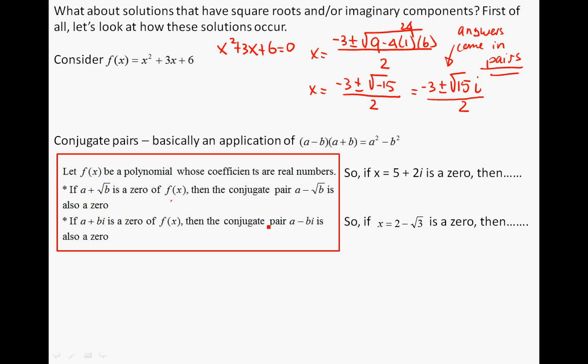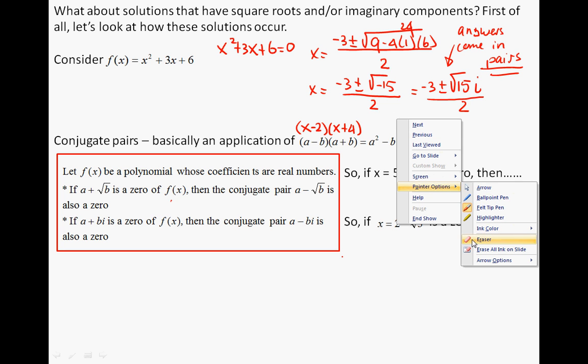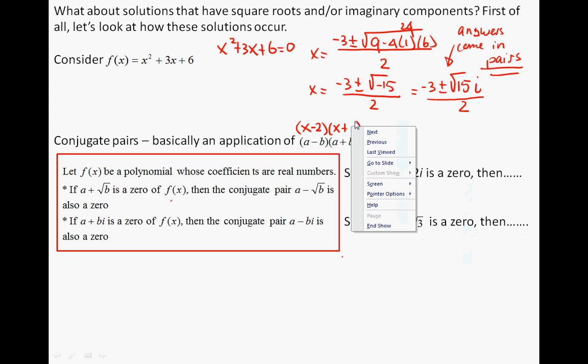A conjugate pair is something we've worked with before. We're more familiar with it as a minus b and a plus b. And a minus b times a plus b is a squared minus b squared. If you're not really sure what I mean, it's this. What if it was x minus 2, and then x plus 2? So what if I have an x minus 2 times an x plus 2? What do you get out of that? Well, I think most of you are comfortable writing that as x squared minus 4. Well, that's the conjugate pair.